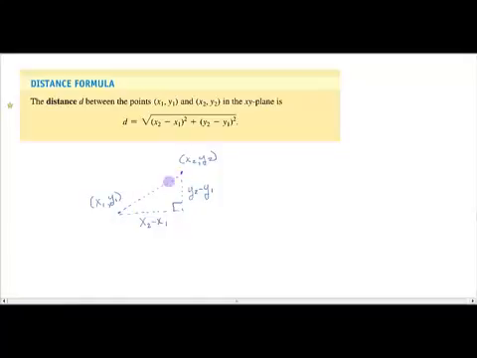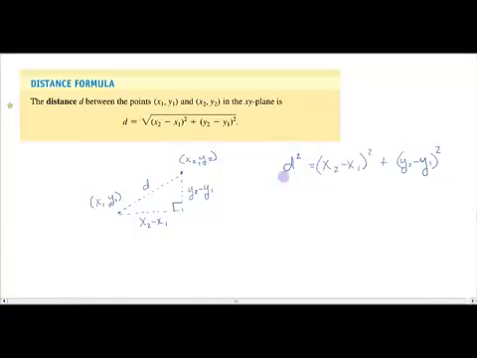So now we need to find out the length of this side. We'll call it d, which is the distance between those 2 points. So using the Pythagorean theorem, where this is a and this is b, I would have x2 minus x1 squared plus y2 minus y1 squared, and that equals my d squared, my hypotenuse.